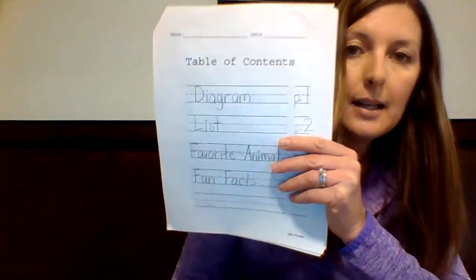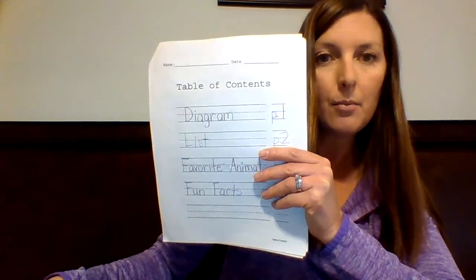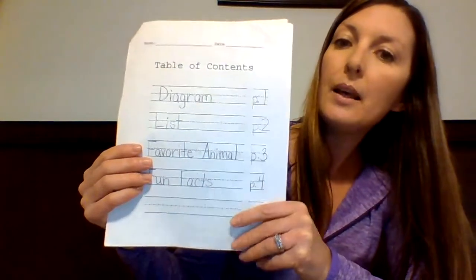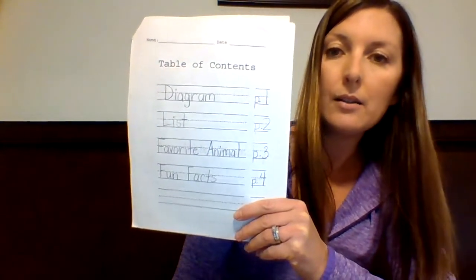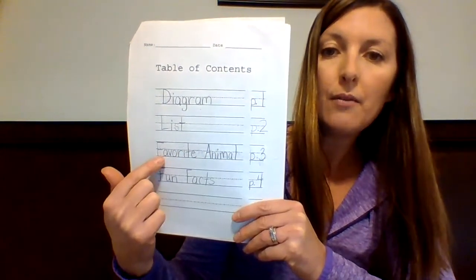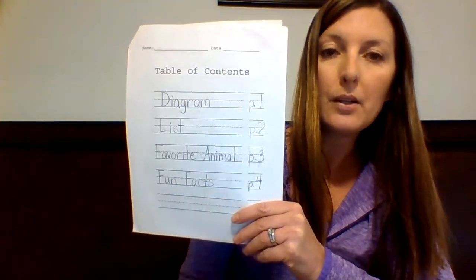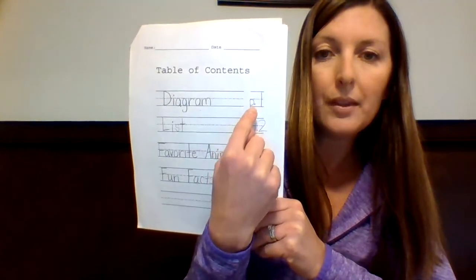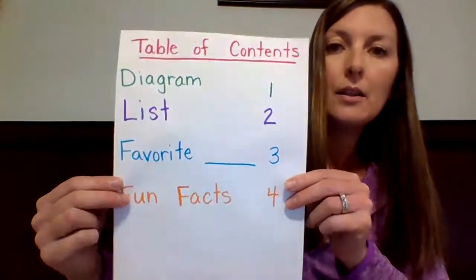Okay, so that page will have a heading at the top, table of contents. Headings usually start with capital letters because they're the name of the page or a title. Then you're going to write the name of each page and the page number it can be found on. So diagram was page 1, list was page 2, favorite animal was the name of my page, page 3, and fun facts was page 4. I put a little P with a dot next to the number, but you can just put the number if you want to. Here's another example of what your table of contents can look like.